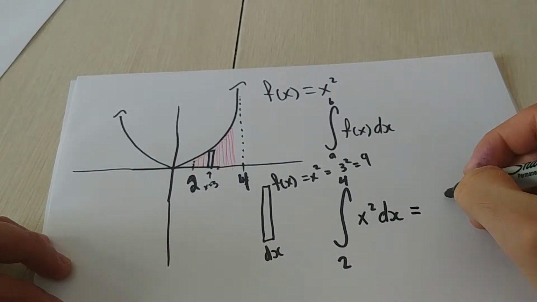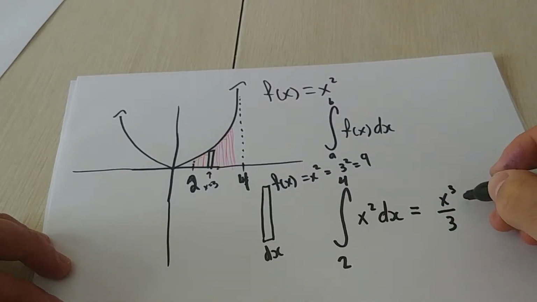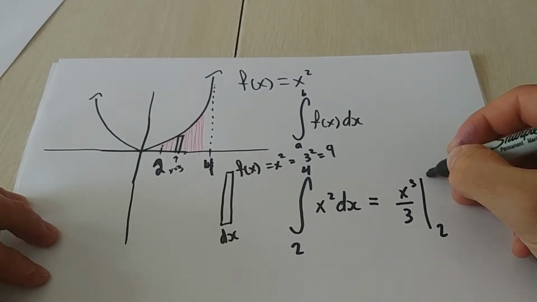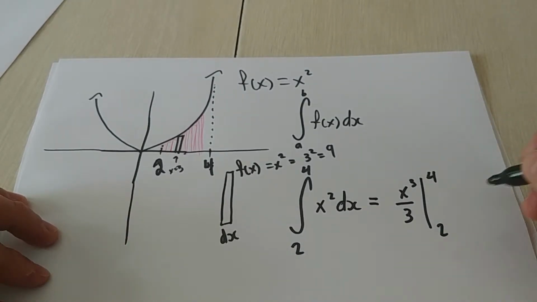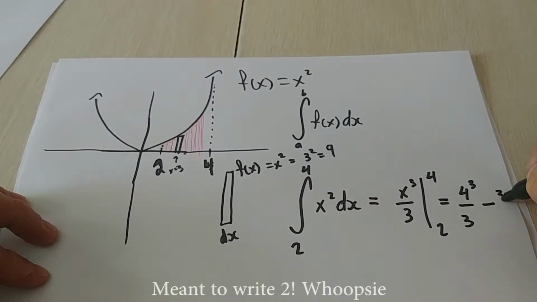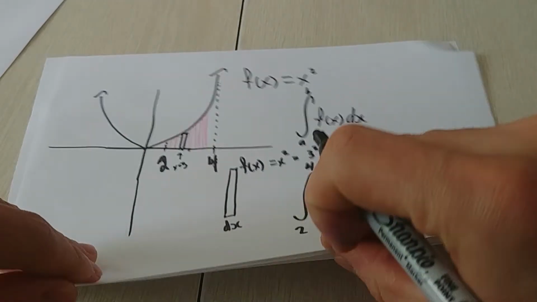And this is equal to x cubed over 3, evaluated from 2 to 4. And this is nothing but 4 cubed over 3 minus 2 cubed over 3. I really do not feel like calculating that out right now, but that would be your answer, unsimplified. So that was area underneath one curve, but we're looking for area between two curves.